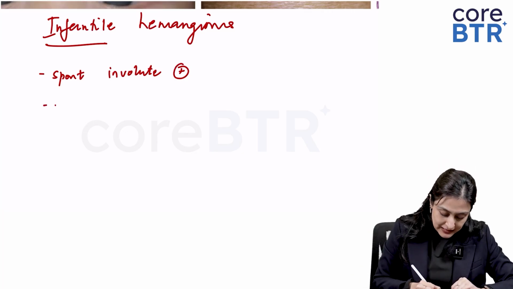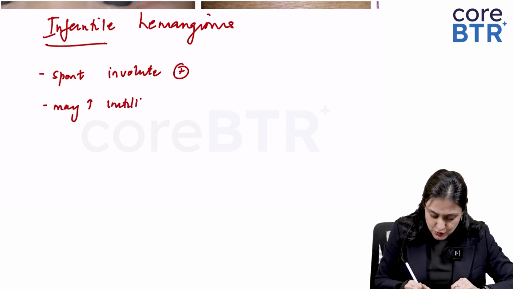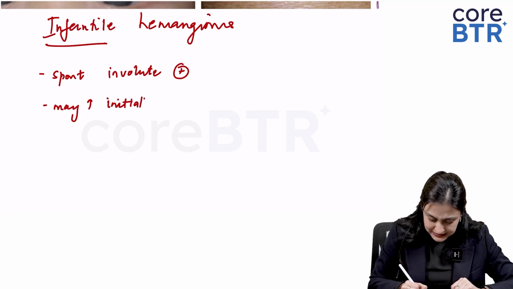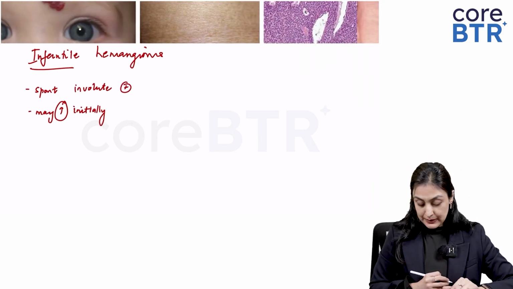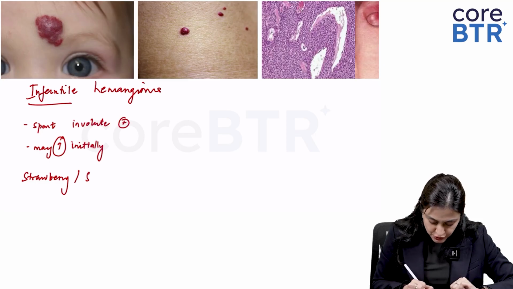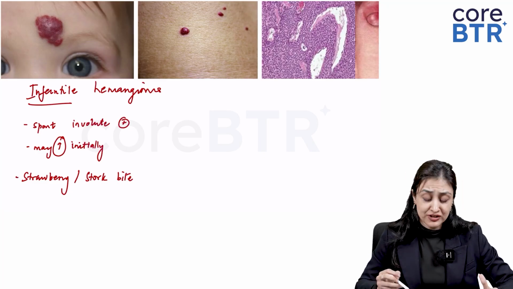So it may increase initially, but then by around 6 to 8 years, it usually regresses. So that's infantile hemangioma. This is also called strawberry hemangioma or stork bite, right? So this is what is to just tell and reassure parents that your child does not really have a tumor.